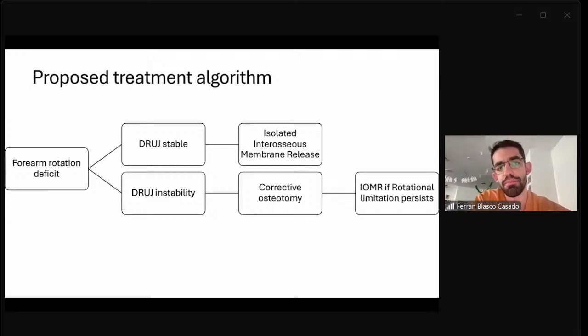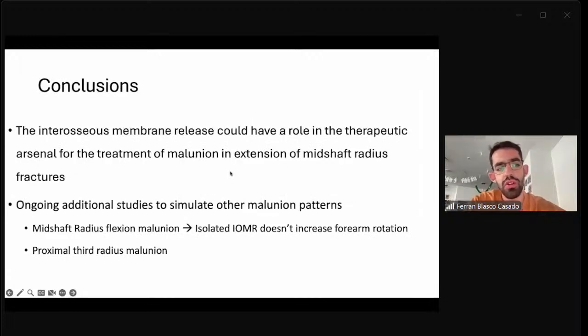Here, we present a proposed algorithm for those cases. In these malunited forearm fractures, we have to check the distal radioulnar joint. If this is stable, you can safely perform the isolated interosseous membrane release. If the distal radioulnar joint is unstable, you may go first for the corrective osteotomy, so the orientation of the distal radius and ulna is corrected, and then if the rotation is not enough, you may go for the interosseous membrane release. So in conclusion, the interosseous membrane release could have a role in the therapeutic arsenal for the treatment of malunion in extension of mid-shaft radius fractures.